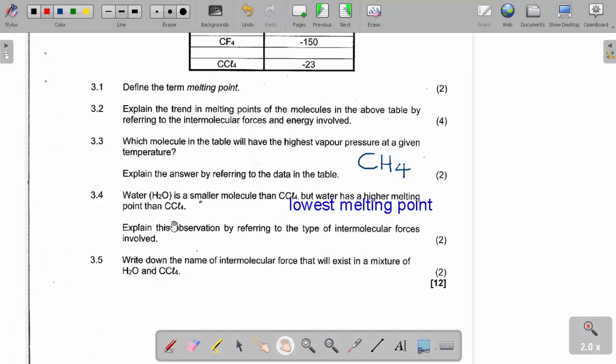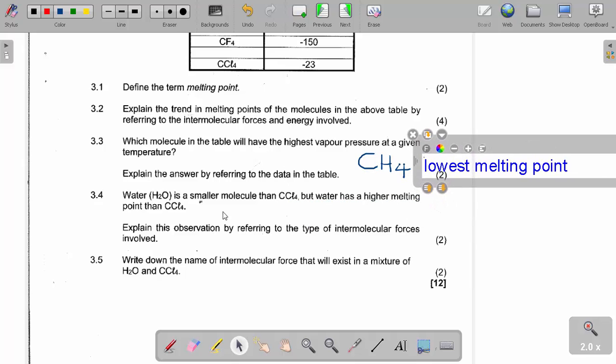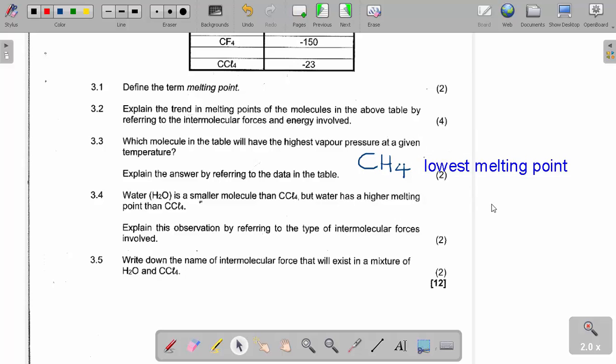They say, explain the answer. Okay, we're done with that. They say here, question 3.4. What does the question say? Water is a smaller molecule than carbon tetrachloride, but water has a higher melting point than carbon tetrachloride. Explain this observation by referring to the type of intermolecular forces involved.